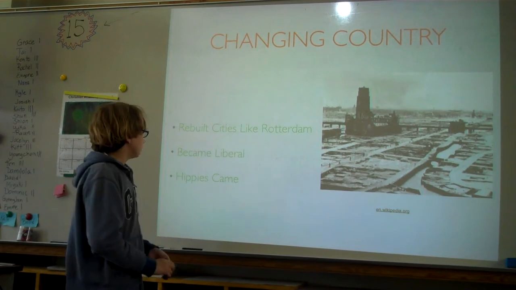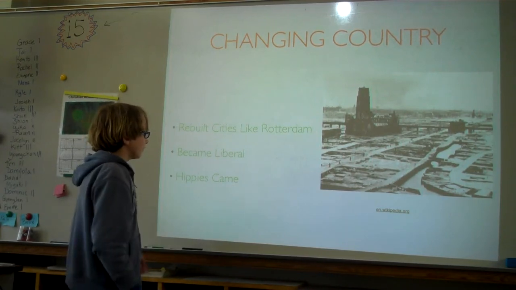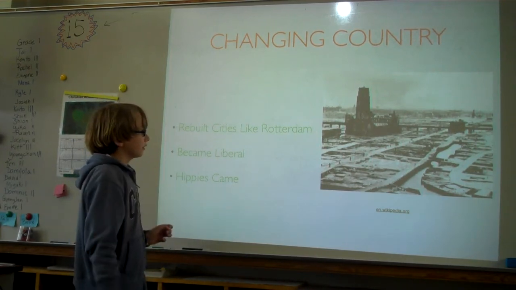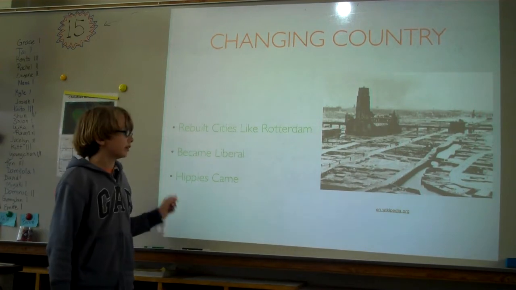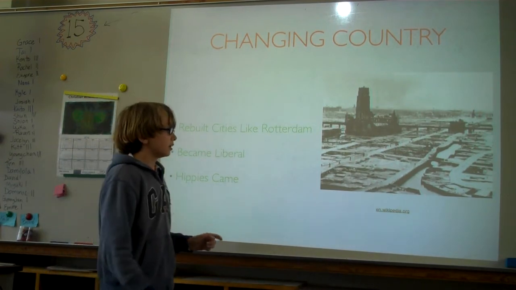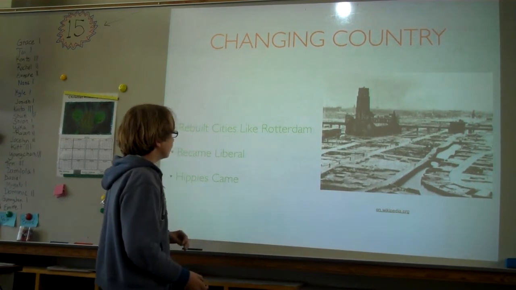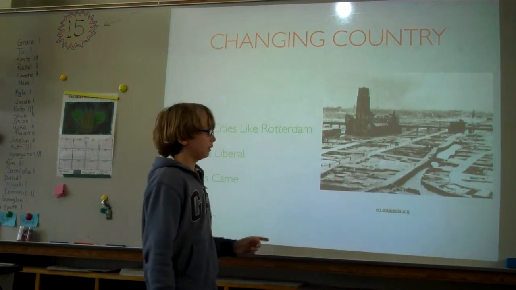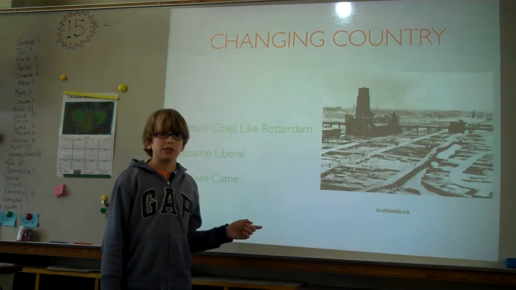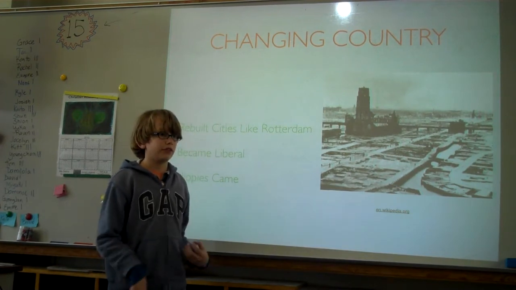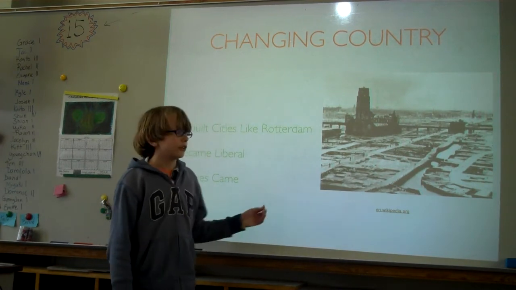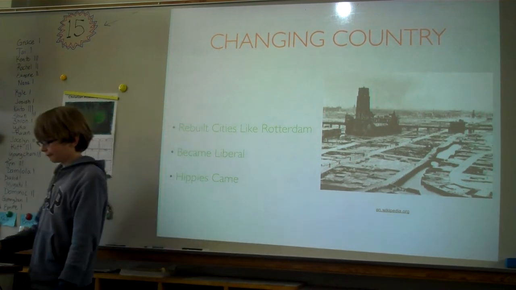An example of how the Netherlands became liberal was when hippies came. They said people should choose for themselves. So the Netherlands is now one of the most liberal countries on earth, which means people can decide for themselves. So drugs like marijuana are legal.